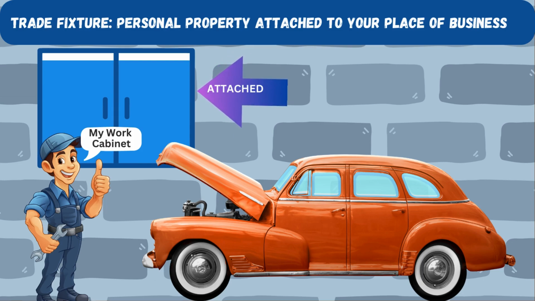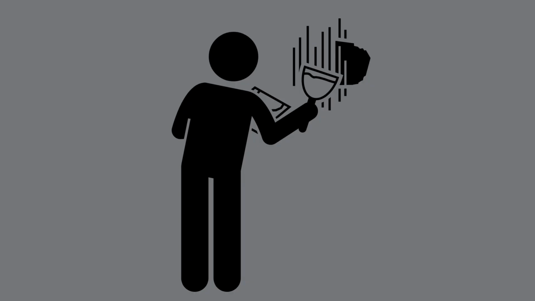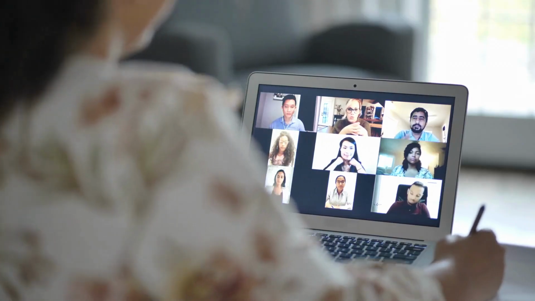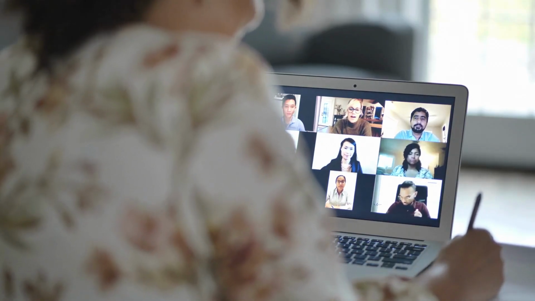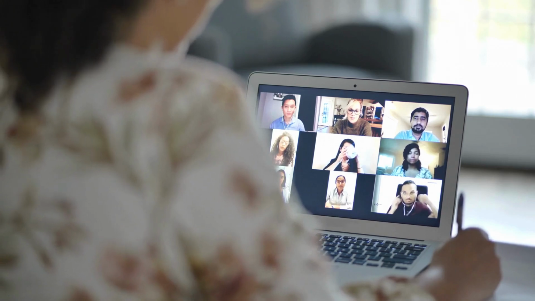He gets to take his trade fixture with him if he should decide to leave or if he should get laid off. The owner of the trade fixture is responsible to fix any damages made to the wall upon removal of the trade fixture.